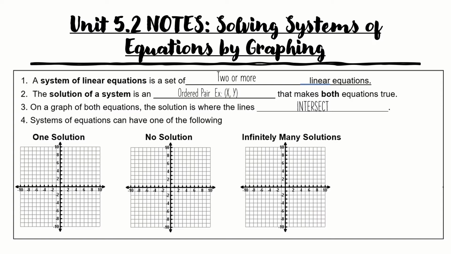Now, that leads to some interesting findings because lines typically, if we look at number 4, first graph, intersect once. They have one solution, one place where they intersect. However, what if our lines are parallel? If our lines are parallel, like we see in the middle graph there, then they're never going to intersect. The answer is where they intersect, so if they don't intersect, there is no solution.